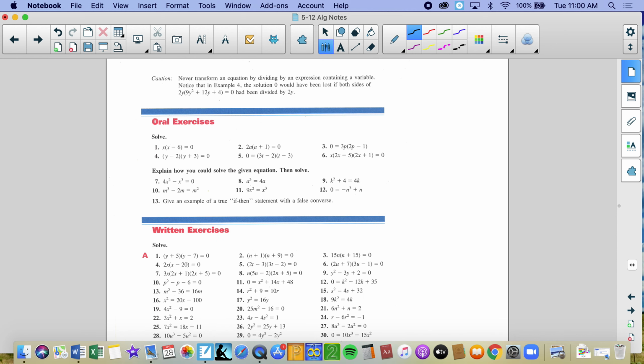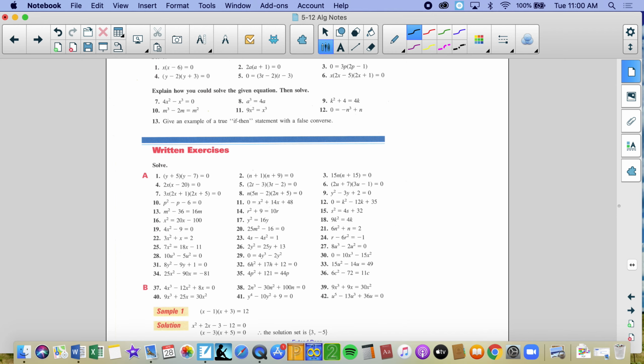You should be able to do any of these problems. Number 24 is not in standard form. Here we set it equal to 0. We're setting each of these equal to 0 and seeing if we can factor them.